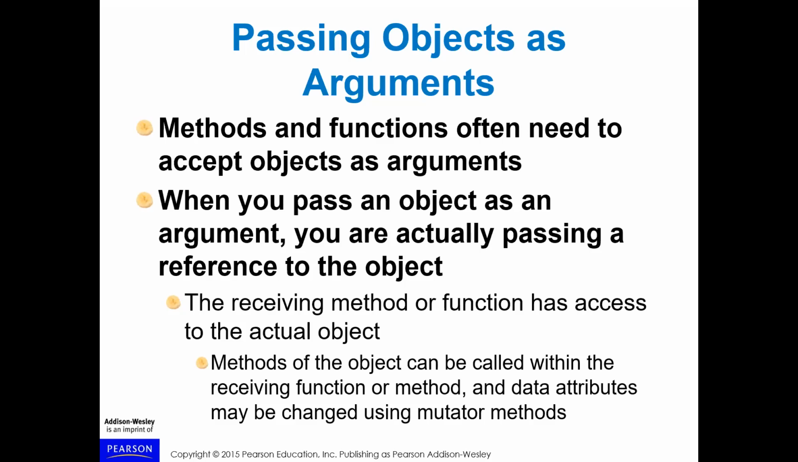Sometimes methods and functions often need to accept objects as arguments. Okay, that's what I just said. When you pass an object as an argument, and I should say the instance of a class, which is an object, you're actually passing a reference to the object itself. It's really like an address or a pointer. Then the receiving method or function has access to the actual object. Methods of the object can be called within the receiving function or method, and data attributes may be changed using mutator methods. So that's actually quite useful.